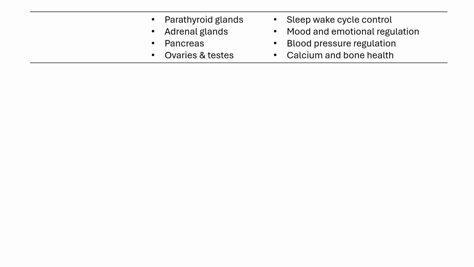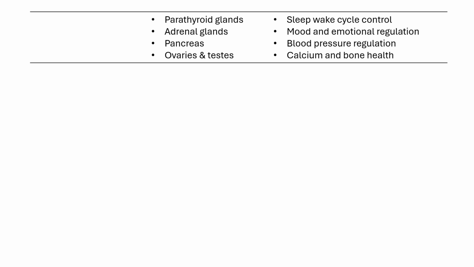And next function is mood and emotional regulation. Hormones like serotonin, dopamine, these influence our mood, emotions, and mental health. Next is blood pressure regulation. Hormones like aldosterone and ADH, antidiuretic hormone. These hormones will control blood volume, thereby regulates the blood pressure.